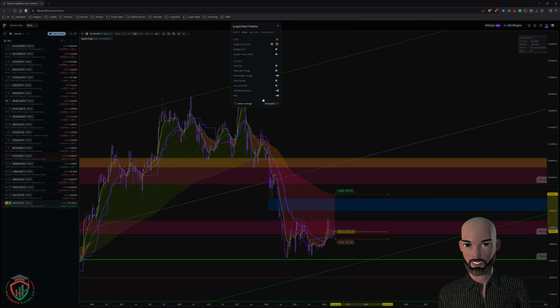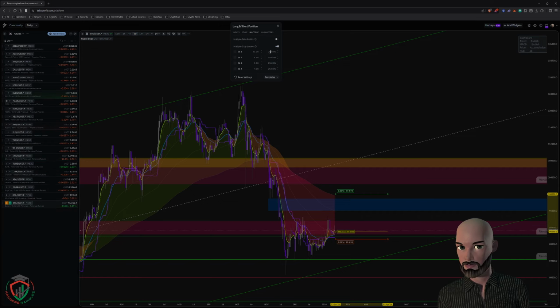Risk reward ratio, we do want that. Profit and loss, of course we want that on there, don't we? Okay. Multiple take profit, so you can add multiple take profit if you want. That's one thing that's not on a lot of places.